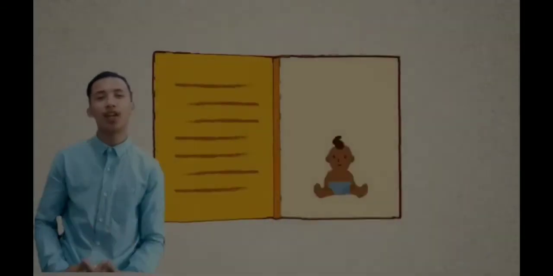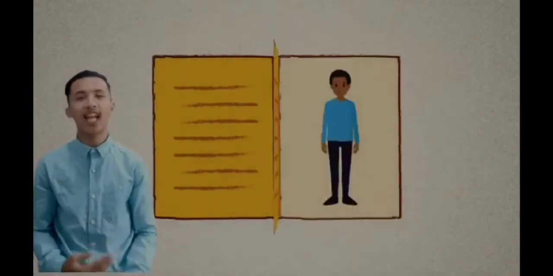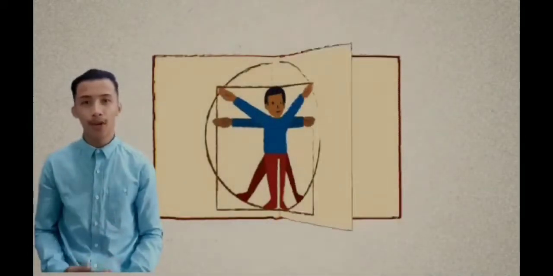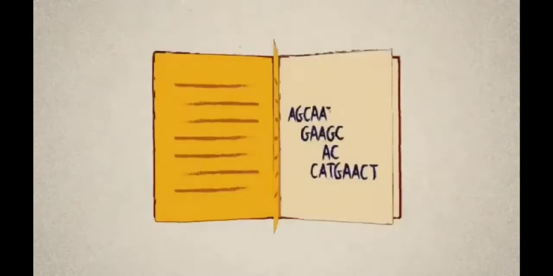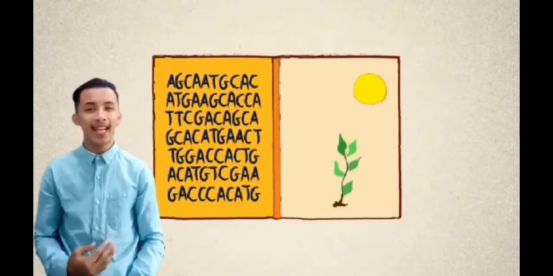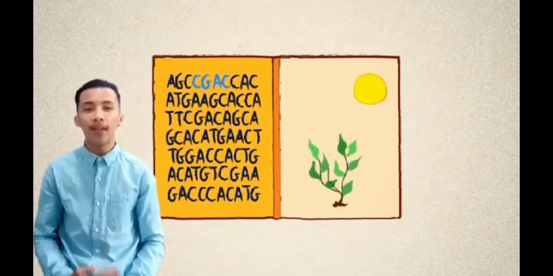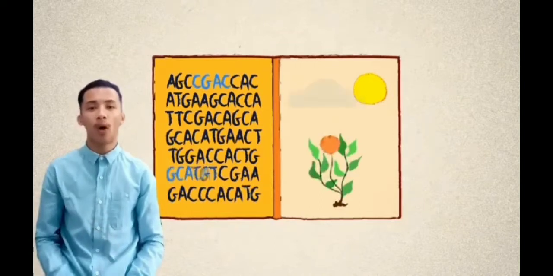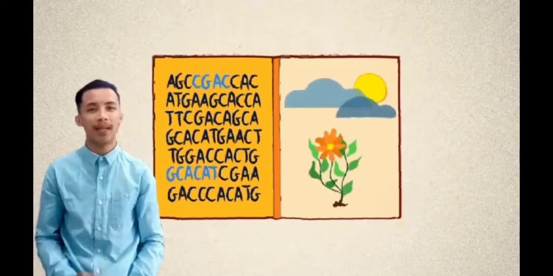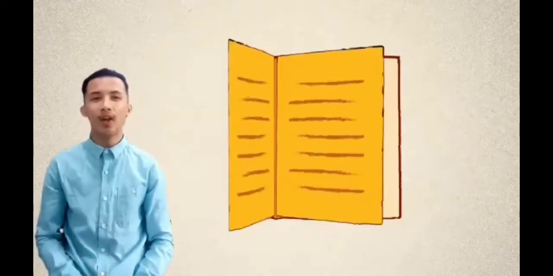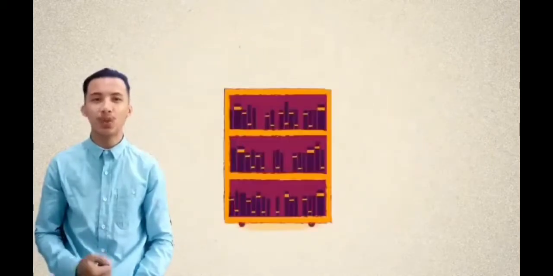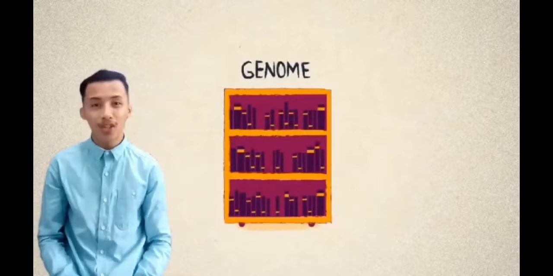Your DNA is like an instruction book. It contains the instructions for living things like you to develop, grow, and function. Variations in DNA instructions can make a difference to how a living being looks, develops, or responds to its environment. The complete set of a living being's DNA instructions is called a genome.